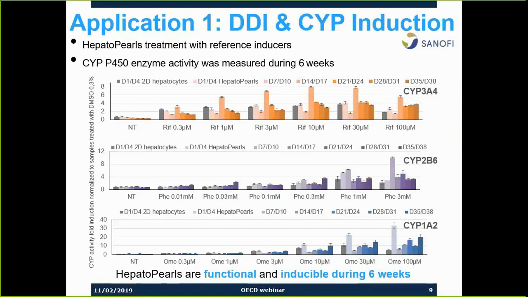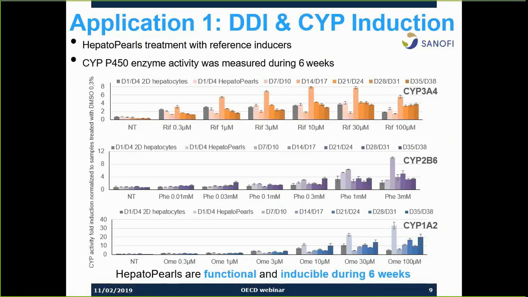So the knowledge of the most important drugs metabolized by cytochrome P450 enzymes, as well as the most potent inhibiting and inducing drugs, can help to minimize the possibility of adverse drug reactions and interactions when a patient takes more than one drug at the same time. So to check the possibility of using the hepatopearls in this search for potential CYP inducers or inhibitors, we have, in collaboration with Sanofi, incubated the hepatopearls with non-reference inducers referenced by the FDA.